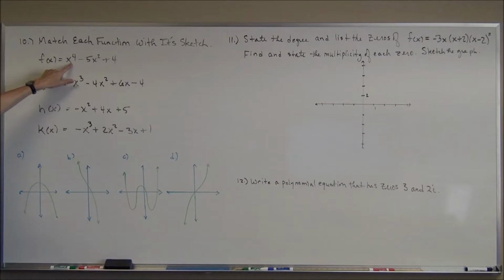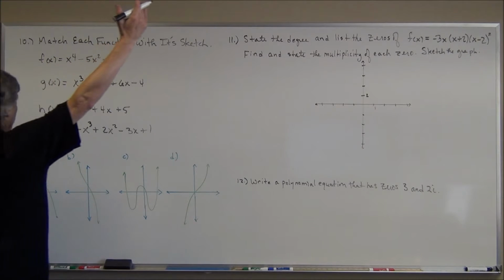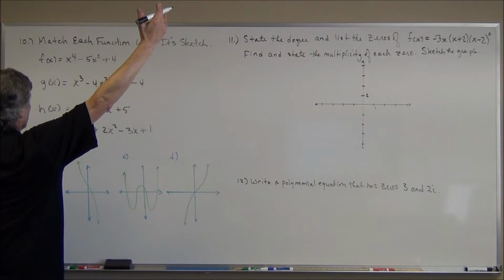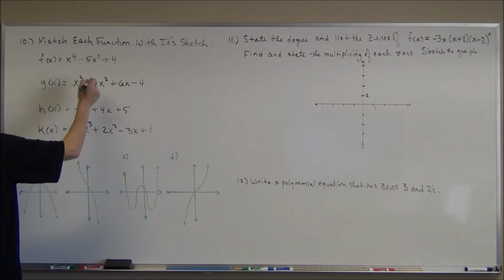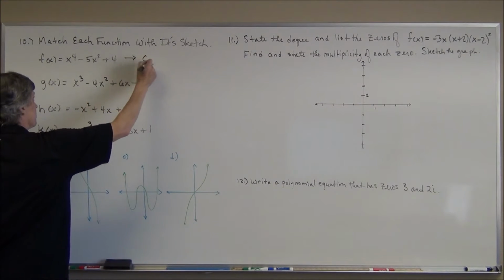So this is even degree, positive coefficient. It's got to do this. Even degree, positive lead coefficient. So which of my graphs go like this? C does. So this one matches up with C.